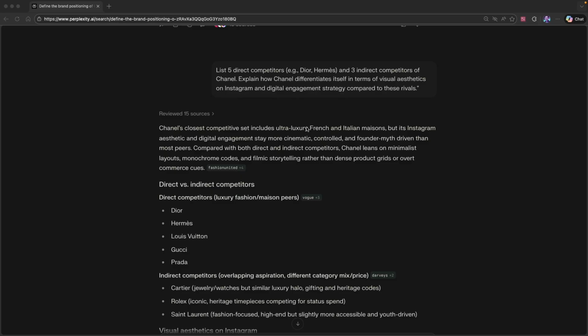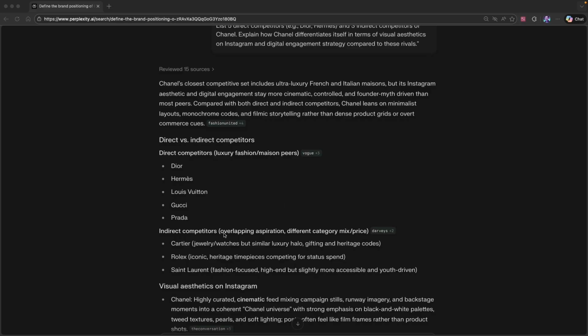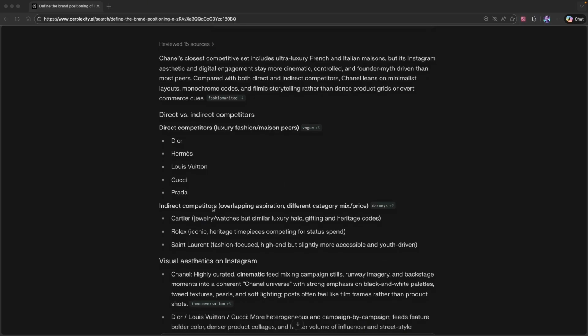Okay, prompt 4 is about differentiation. We know the big names, Dior, Hermes, Louis Vuitton, Gucci, Prada, but look at the indirect competitors, Rolex, Cartier, Saint Laurent. This is interesting. It tells us that Chanel isn't just competing for fashion spend. They are competing for investment status. They are playing in the same league as hard luxury watches.